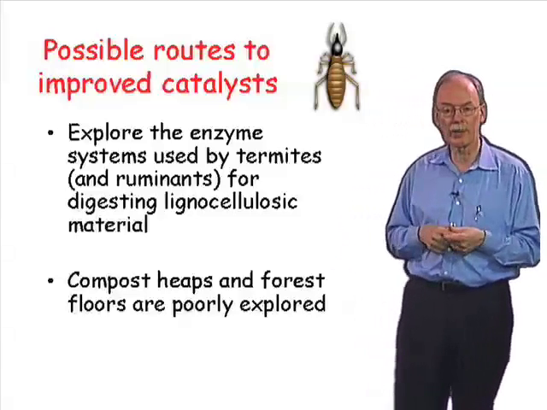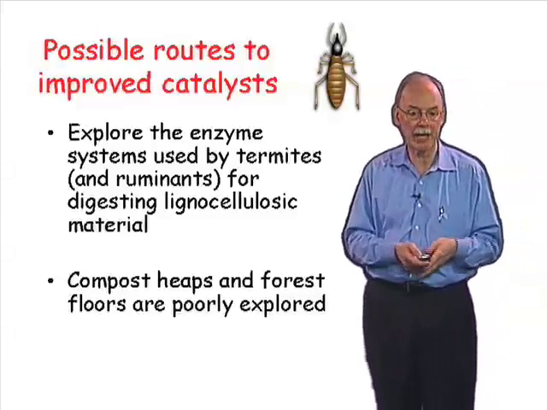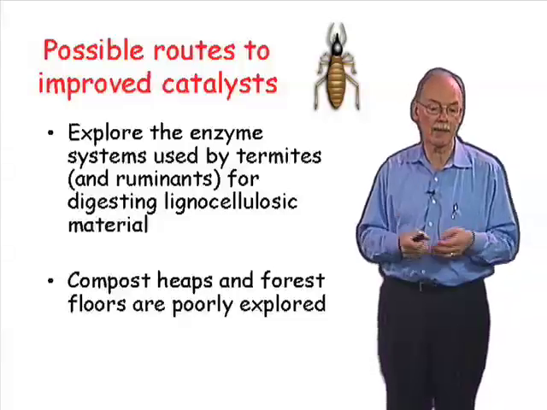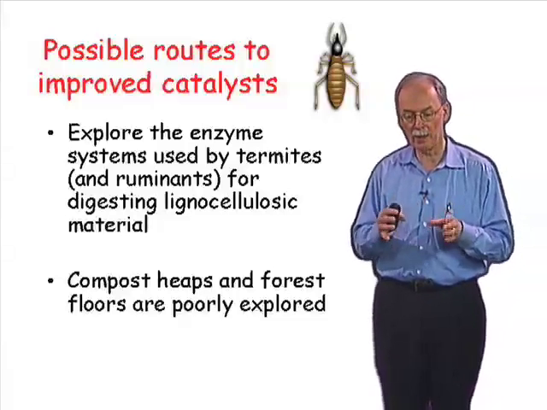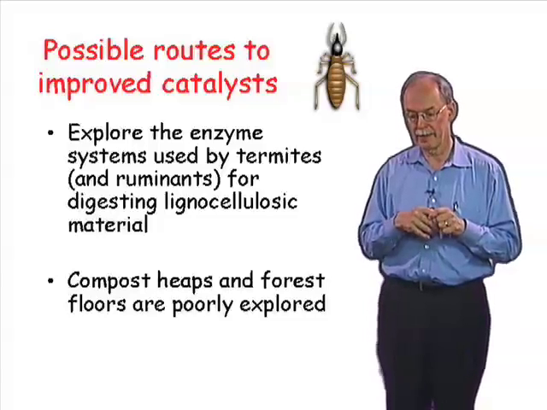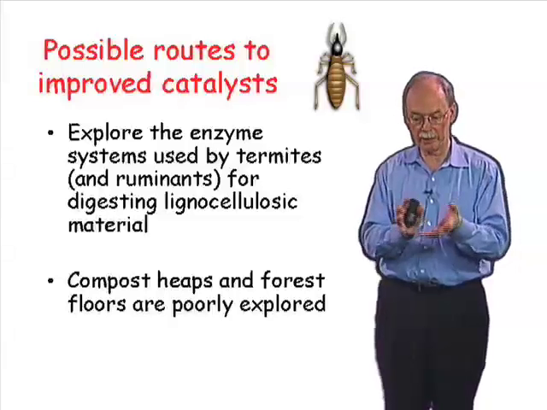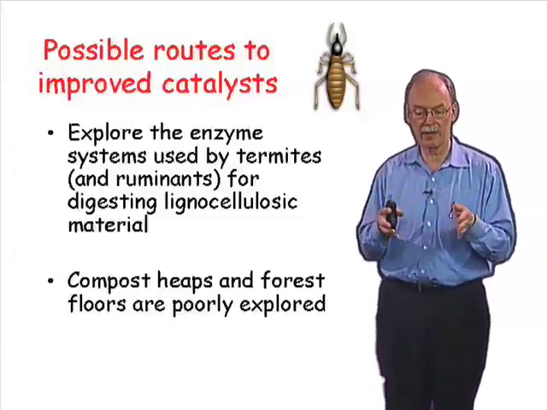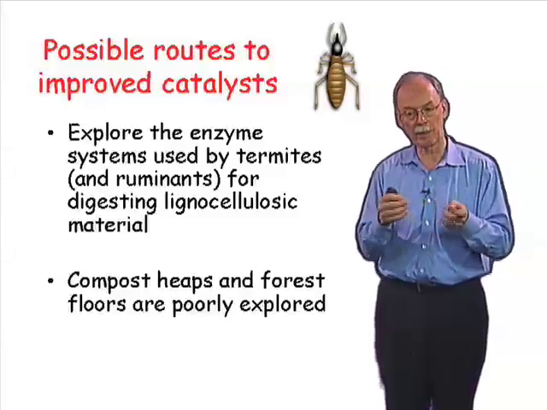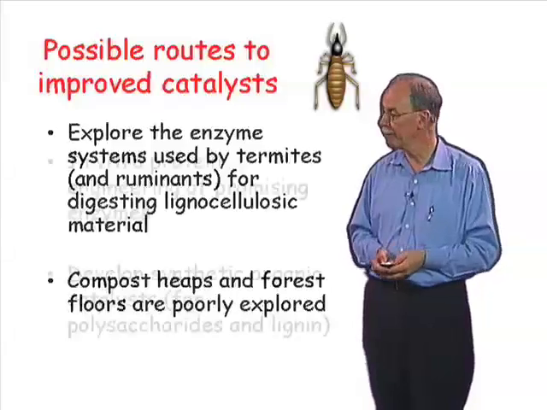Compost heaps and forest floors carry out the same process and are similarly being explored by metagenomic approaches. In some cases, the organisms can't be sequenced, or they can't be cultivated, so the DNA is extracted from the whole mixture of microbial biomass and sequenced, and then with a certain probability, the genomes can be reassembled from the total sequence.